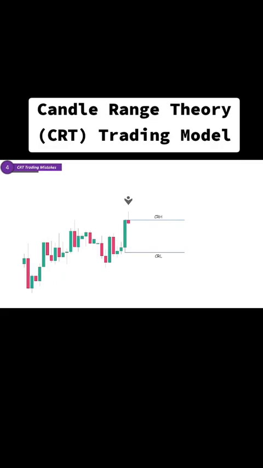Even a perfect-looking CRT setup can fail if it happens right into a major news release or near a strong higher time frame level like a daily resistance or support. Always check the bigger picture. Avoiding these simple mistakes will help you get much more reliable results with CRT. Now, in the next part, let's look at some real chart examples and see how we approach different market scenarios.